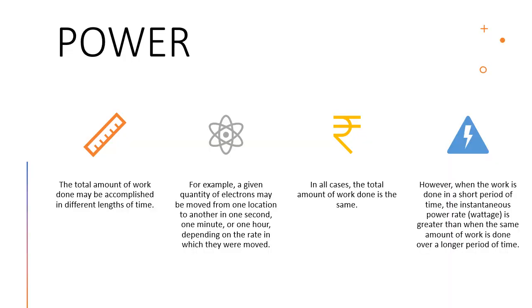The total amount of work done may be accomplished in different lengths of time. For example, a given quantity of electrons may be moved from one location to another in 1 second, 1 minute, or 1 hour, depending on the rate at which they are moved. In all cases, the total amount of work done is the same. However, when the work is done in a short period of time, the instantaneous power rate, wattage, is greater than when the same amount of work is done over a longer period of time.